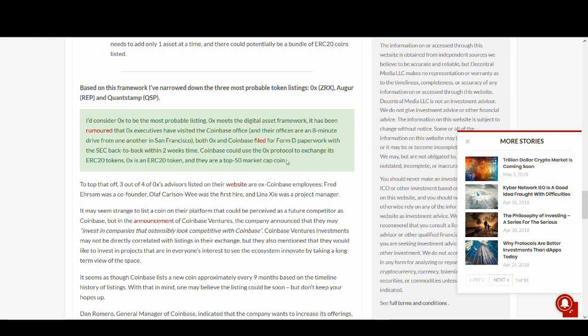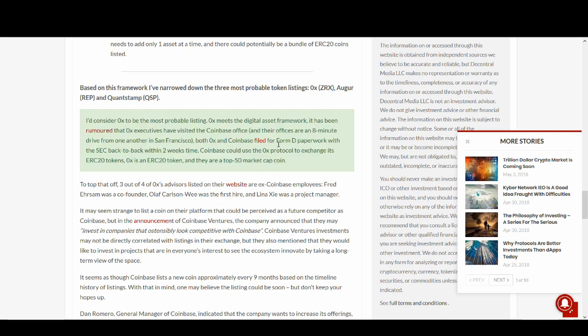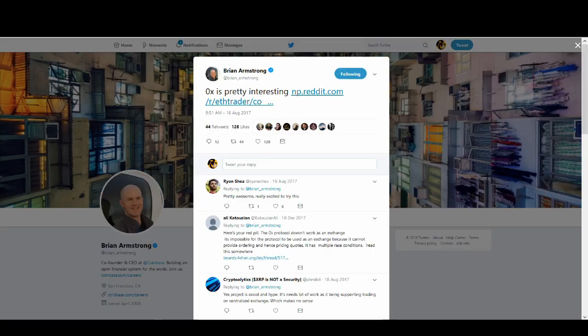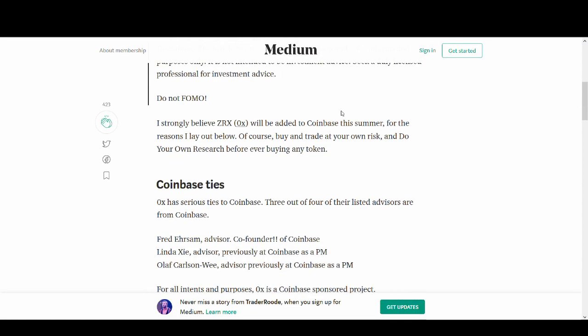So you can see this guy's not saying I think 0x will be added. He's given us good facts, and some of the facts we've already looked at in more detail of why 0x could be the next coin added to Coinbase. Finally, a co-founder and CEO at Coinbase released a tweet about 0x. This is fairly big news, I'd say, because if a CEO is tweeting about a coin, you can say that there's a good chance that it could be added.